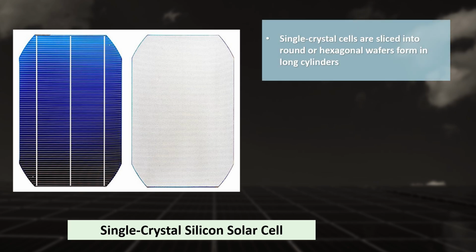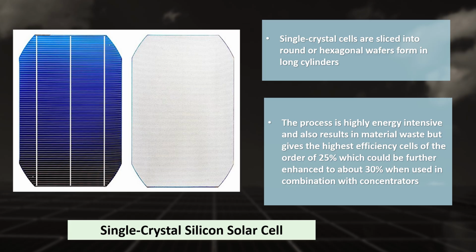Single crystal cells are sliced into round or hexagonal wafers from a long cylinder. The process is highly energy intensive and also results in material waste, but gives the highest efficiency cells, of the order of 25%, which could be further enhanced to about 30% when used in combination with a concentrator.